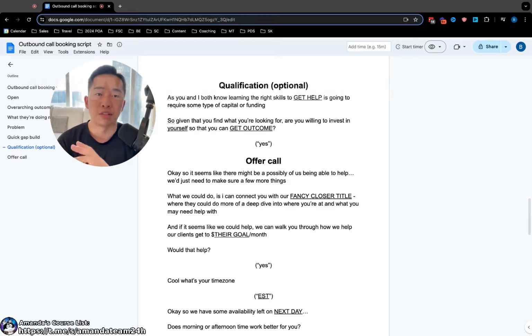Okay. From there, if you want to qualify, you can qualify depending on what you sell, right? If you're selling a heavy investment offer where they have to pay like 50K or something like that, then you need to get how much cash in hand, credit score, and so on and so forth. So again, this is optional and offer dependent.